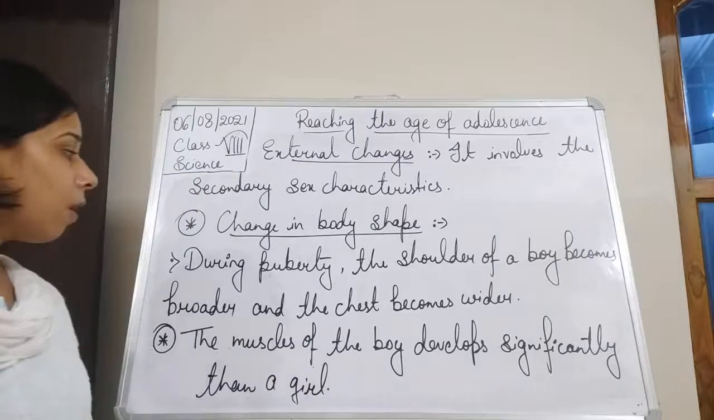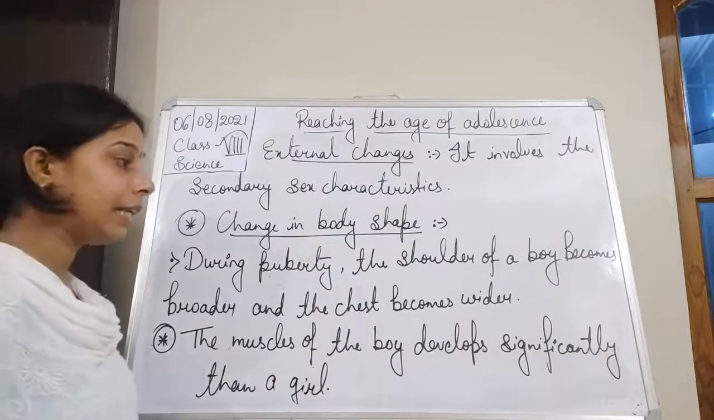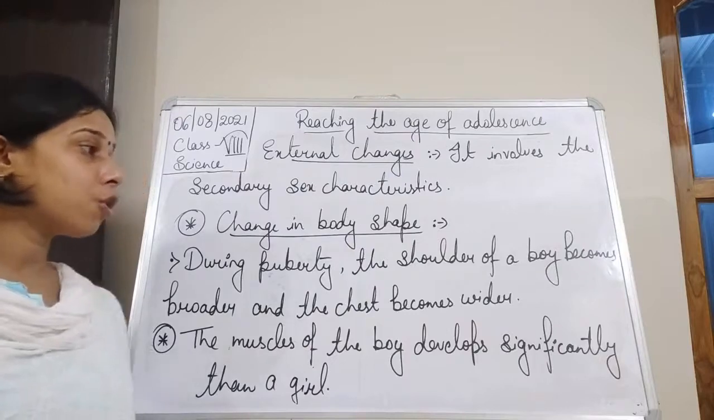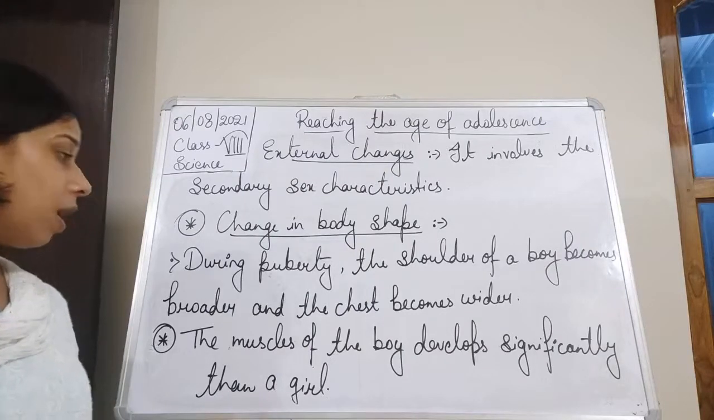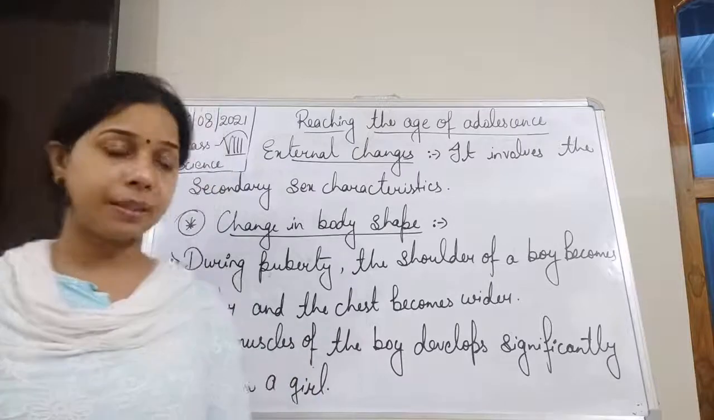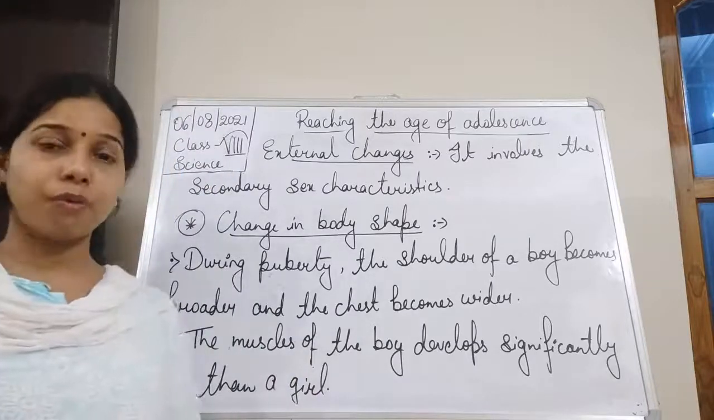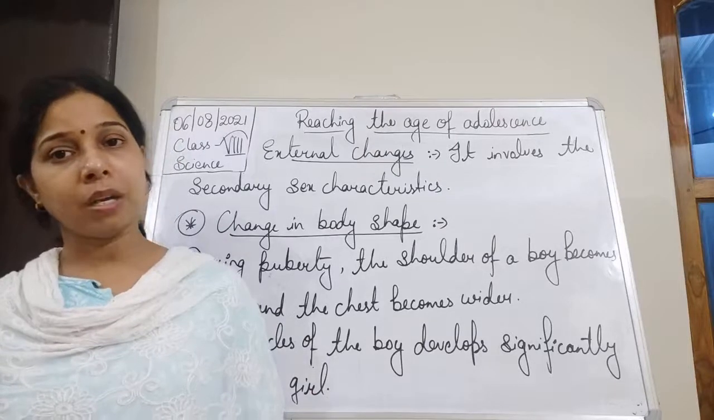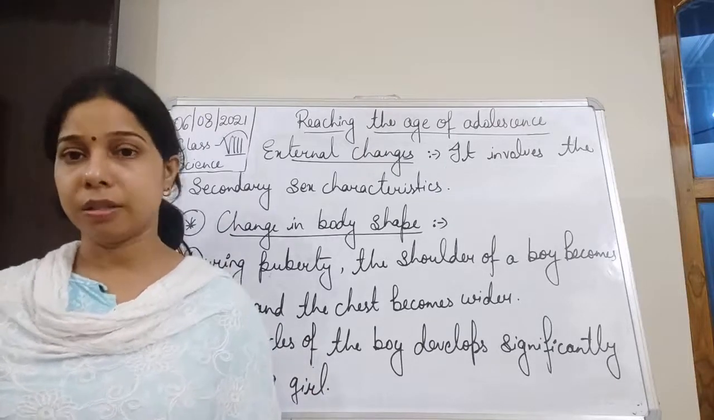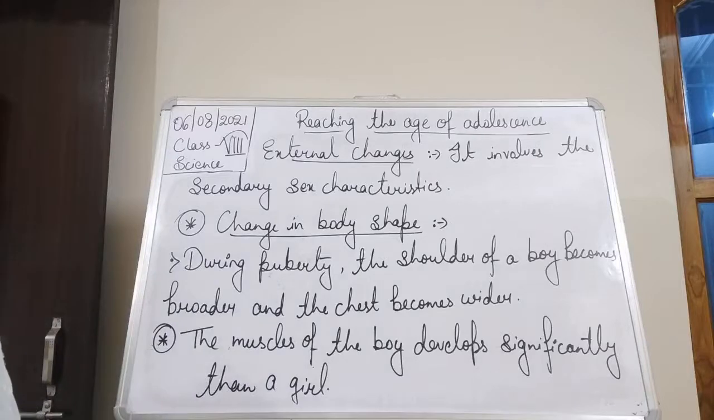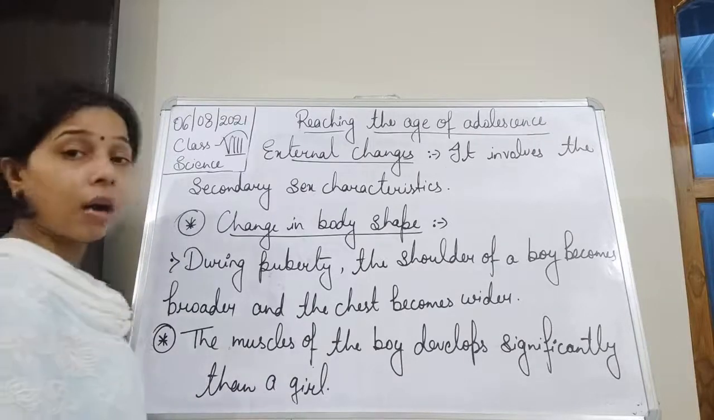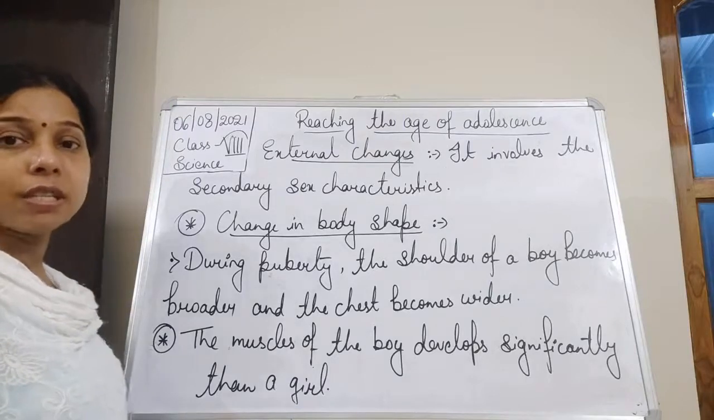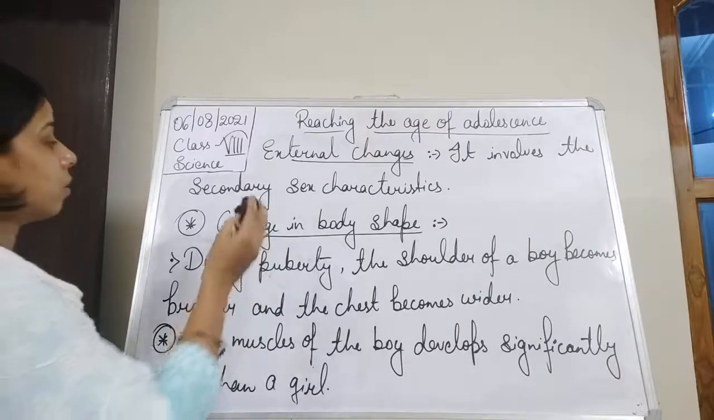So these are the changes that you will find in the case of boys. When the boy reaches puberty, the shoulders of the boy become broader, the chest becomes wider, as well as the muscles of the boys develop significantly, more than those of the girls. Then we will find changes also occur in girls. So let us see what are the different kinds of changes that we will find in the case of girls.